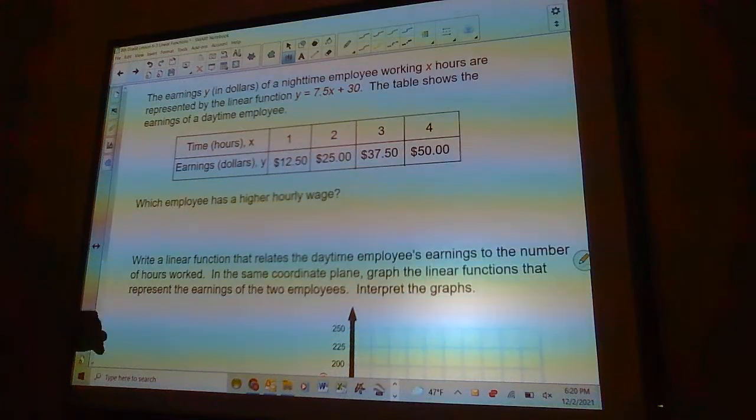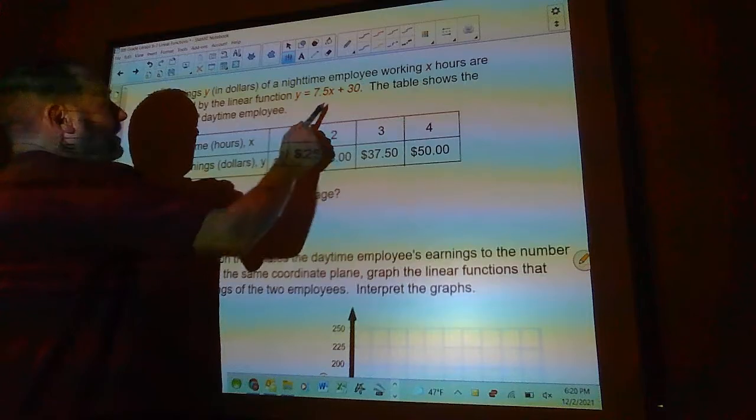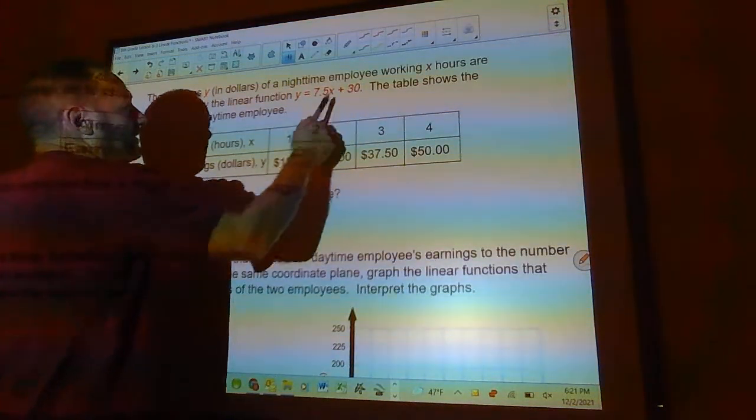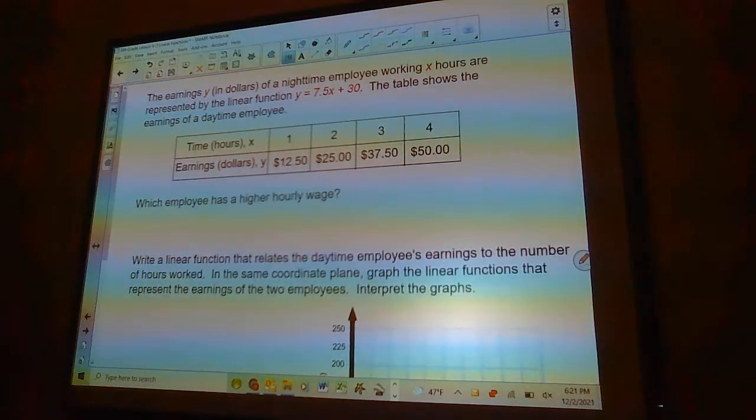Now, normally people are not paid that way. Normally they're paid by the hour, but this could be a bonus that they get for having to come in at night. So right away they'll give you a $30 bonus, and then they pay you your hourly wage after that.